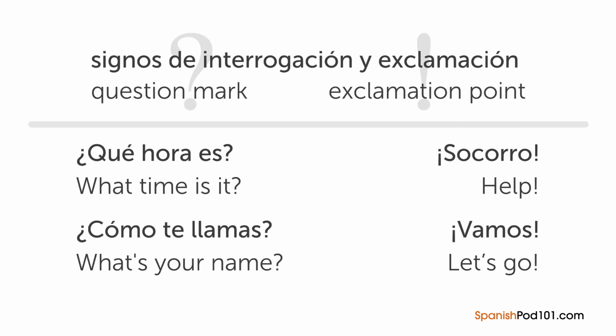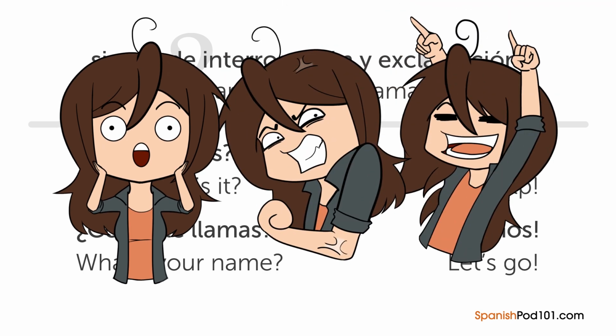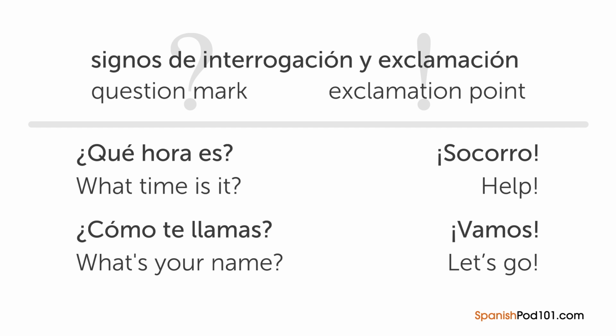Let's move on to two more punctuation marks you may be familiar with, the signos de interrogación and exclamación. The signos de interrogación is better known in English as the question mark and is used in interrogative sentences. The exclamación sounds similar to the English exclamation point and works the same way. It's used to express surprise, anger, or any other strong emotions. Remember that in Spanish, you write an inverted question mark or exclamation mark at the beginning of the sentence in addition to the mark at the end.